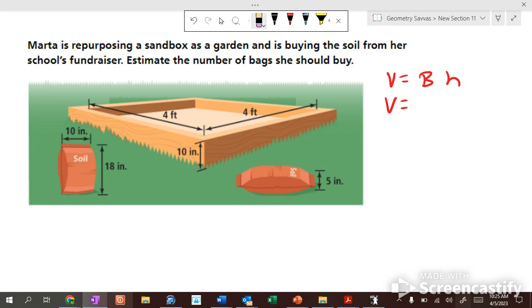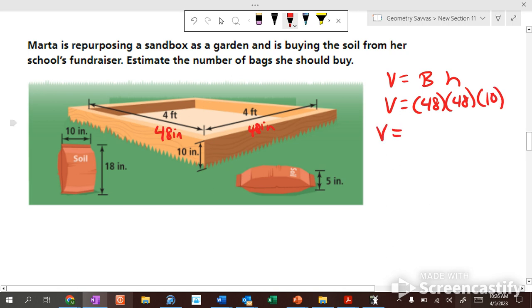No. What's the volume of the sandbox? Because it's definitely not 160. Because it's 10 inches, not 10 feet. Oh, it's 10 inches, not 10 feet. See how the soil is measured in inches, so we should measure the sandbox in inches. So it's 48 inches by 48 inches. 48 by 48 by 10.